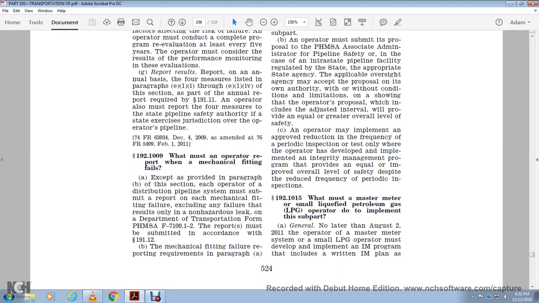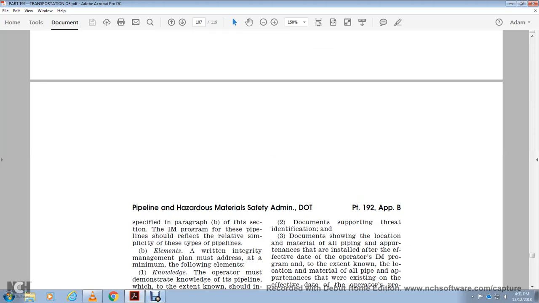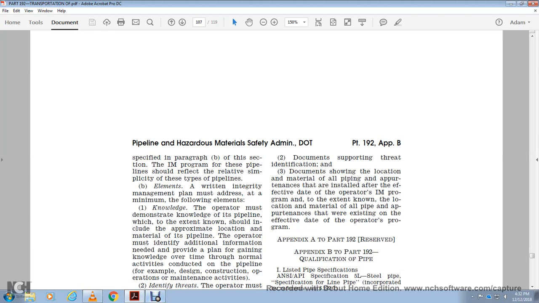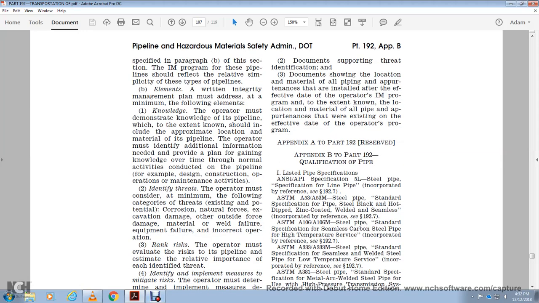192.1015: What must a master meter or small liquefied petroleum gas operator do to implement this subpart? No later than August 2nd, 2011, the operator of a master meter or small liquefied petroleum gas system must develop and implement an integrity management program. This includes the integrity management plan as specified in paragraph B of the section. The integrity management program of the pipeline should reflect the relative simplicity of the types of pipe. The elements written within the integrity management plan must include, at a minimum, the following. Knowledge: the operator must demonstrate knowledge of the pipeline to the extent known, including the approximate location and material of the pipeline. The operator must identify the additional information needed and provide a plan for gaining knowledge over time through normal activity conducted on the pipeline, for example design, construction, operation, and maintenance activities.